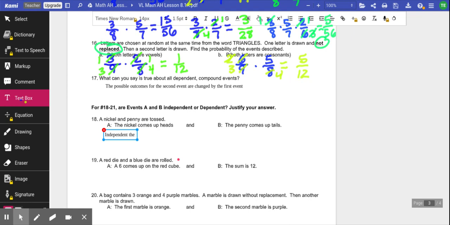The flip of the nickel does not change the penny.